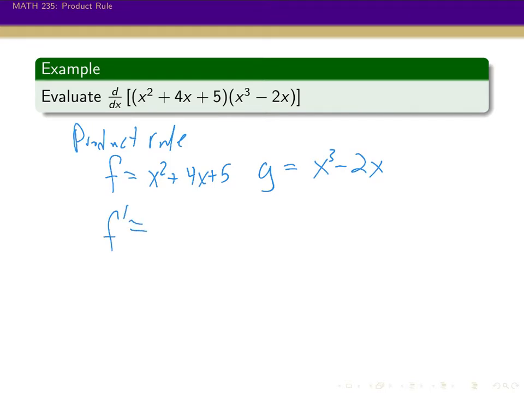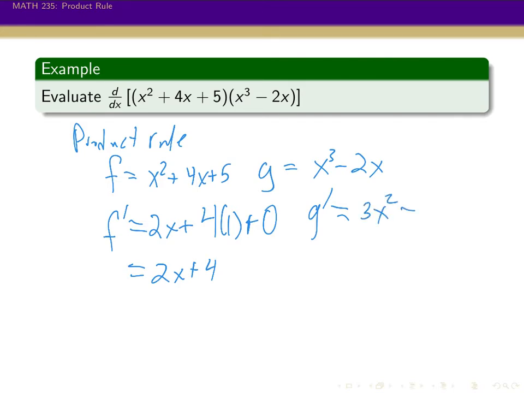Remember, the derivative of a sum is just the sum of the derivatives, so we can take the derivative piece by piece. The derivative of x squared becomes 2x. The derivative of 4 times x, well, we keep the 4, and then the derivative of x is just 1. And then the derivative of 5, well, 5 is a constant, and the derivative of any constant is 0. So f prime is going to be 2x plus 4. For g prime, we have x cubed, so the derivative of x cubed is 3x squared, minus, same as before, 2 times the derivative of x, which is 1. And so this is just 3x squared minus 2.